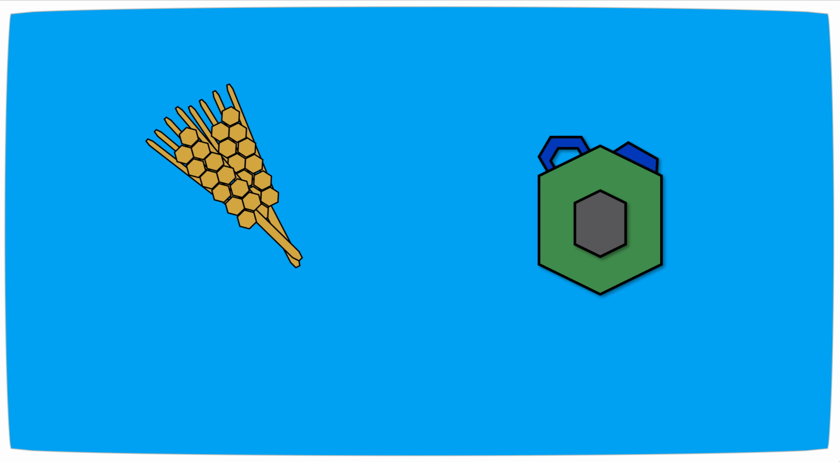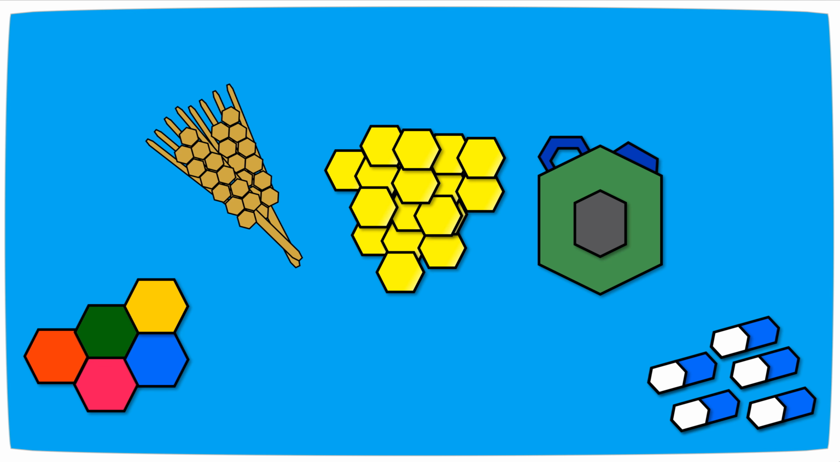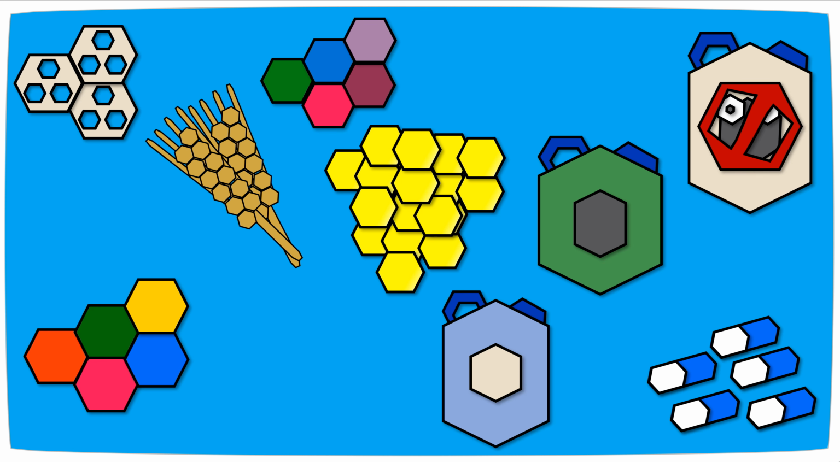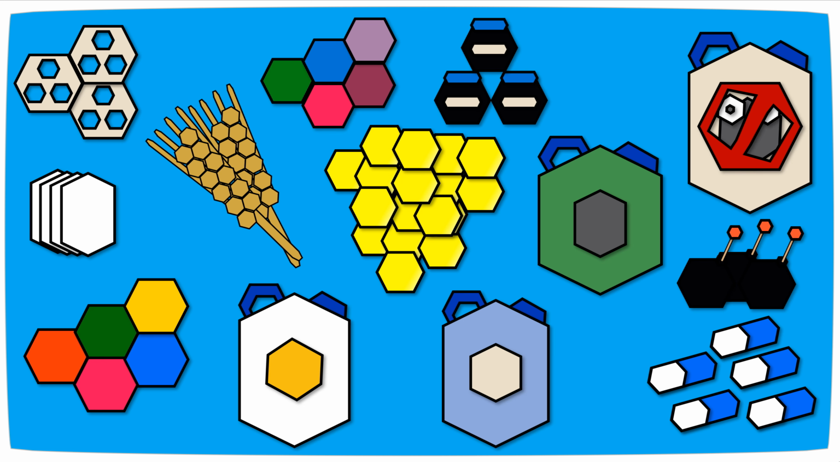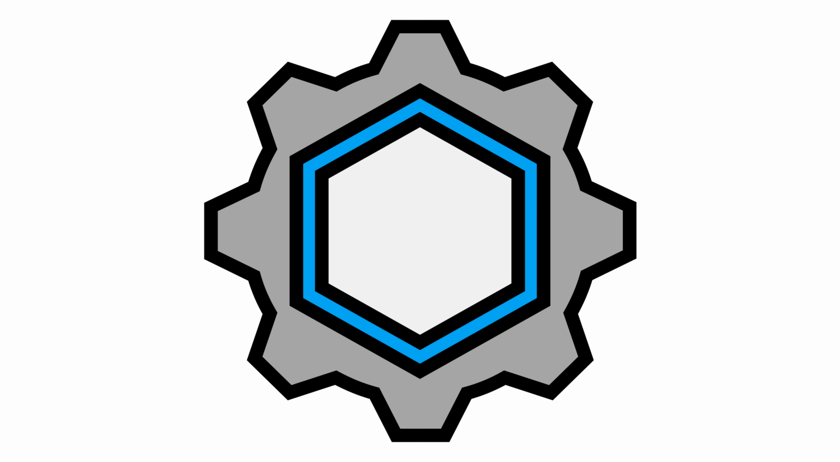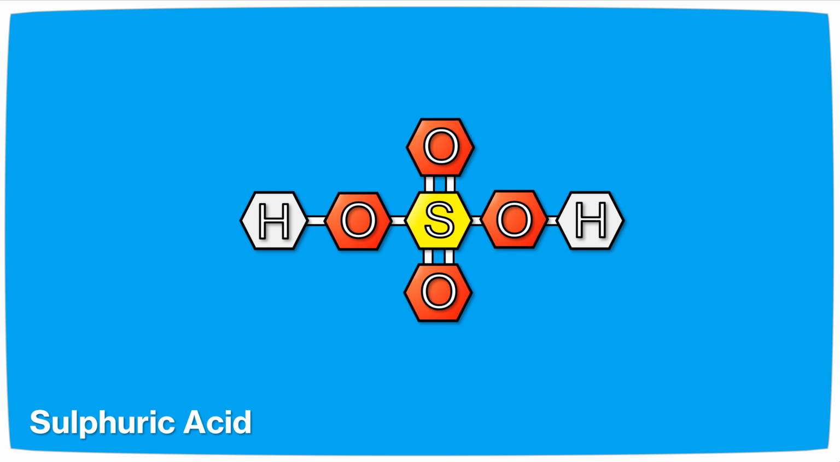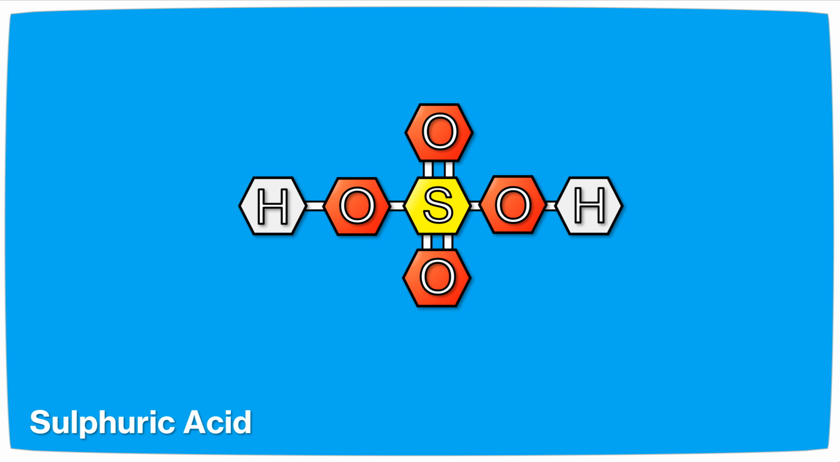What do fertilizers, detergents, synthetic resins, dyestuffs, pharmaceuticals, petroleum catalysts, insecticides, antifreeze, enamels, inks, paper, explosives, lubricants and batteries all have in common? They're all made using sulphuric acid, H2SO4.